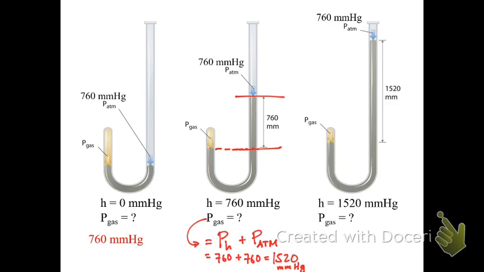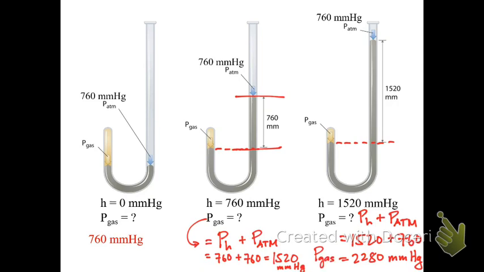Okay. And the third one here, same concept. So it's basically the height of the mercury plus the atmospheric pressure. So in that case, 1520 plus 760. And that gives us 2,280 millimeter mercury. So that's the pressure of the gas that's trapped in the tube.